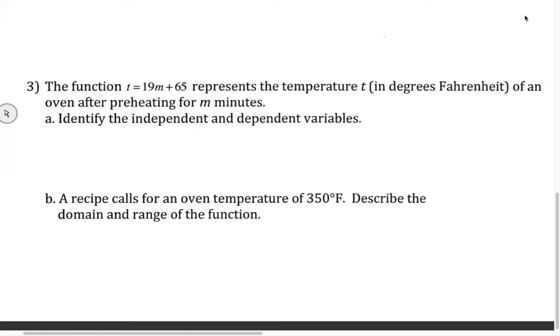So Mike, up here it says the function T equals 19m plus 65 represents the temperature T in degrees Fahrenheit of an oven after preheating for m minutes. Mike, what does preheating mean? So before you put the food in, you have to put it at like 400 degrees or something like that. Yeah. So Mike said you have to preheat the oven. You can't just put your food in and have it cook. You have to make sure the oven's at the right temperature.